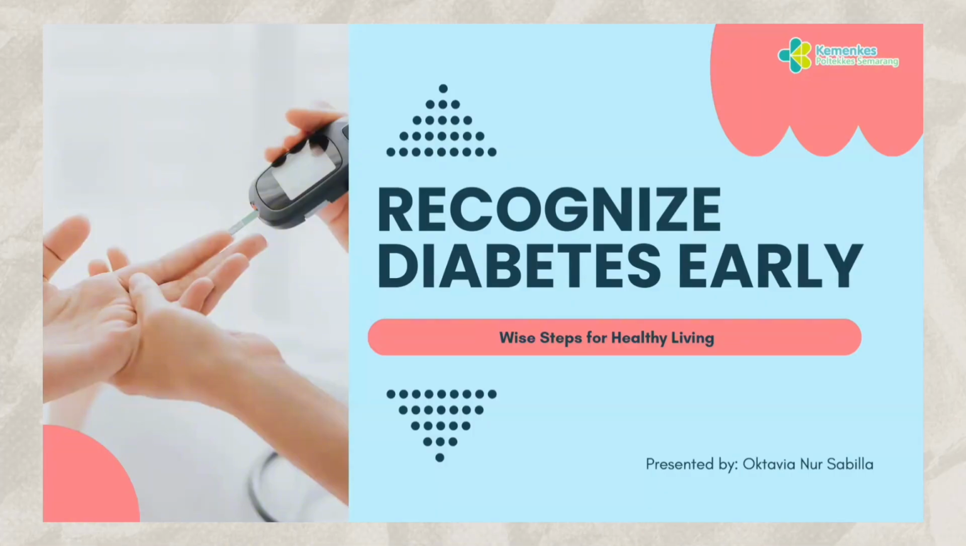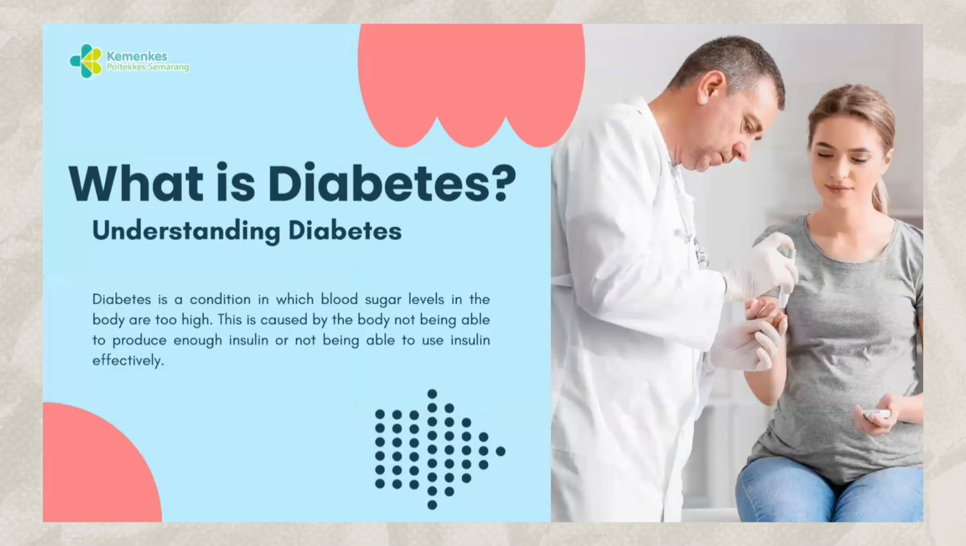Okay, before I begin, does anyone know what diabetes is? Okay. What is diabetes? Diabetes is a condition in which blood sugar levels in the body are too high. This is caused by the body not being able to produce enough insulin or not being able to use insulin effectively. Insulin itself is a hormone that helps sugar enter cells to be used as energy.